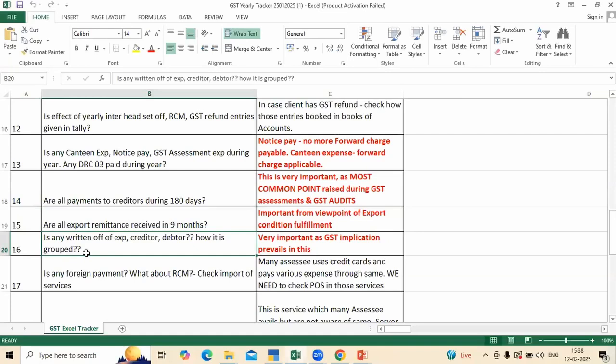So many times what happens, in the year end, the assessee simply squares off the creditor. What he does, he simply writes off the creditor amount and he forgets to reverse the pro rata input credit pertaining to that. And what happens during assessment, the department tells that आपने creditor write off किया है तो आपको इसकी input credit reverse करनी पड़ेगी. So better to reverse it right now rather than waiting for it to get pointed out by the officer.